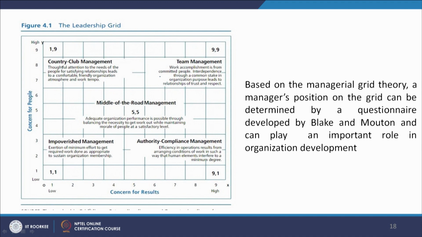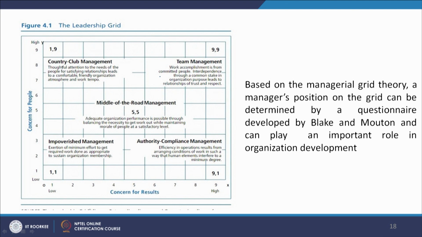So, the result is 1.9, as we can see on the grid, at the top of this country club management. It is 1.9, which means concern for people is very high and concern for results is very low. So, under such circumstances the leadership style becomes very skewed, because the concern is only for people and not that much for production. And the other is 9.1.